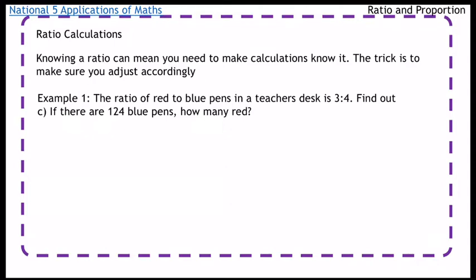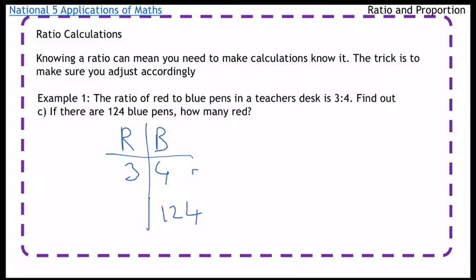So we've got the same ratio, 3 to 4. This time we're looking for 124 blue pens. So we're actually starting on the right hand side, but it works the exact same way. So you're looking for what number times 4 gives you 124. So do 124 and divide it by 4. So 4 into 1 doesn't go. 4 into 12 goes 3 times. 4 into 4 goes once. So you're timesing it by 31.